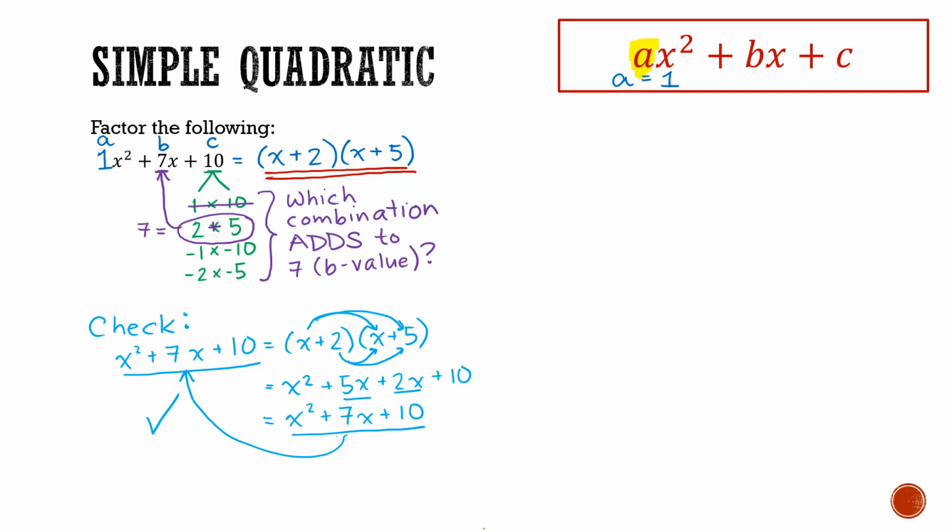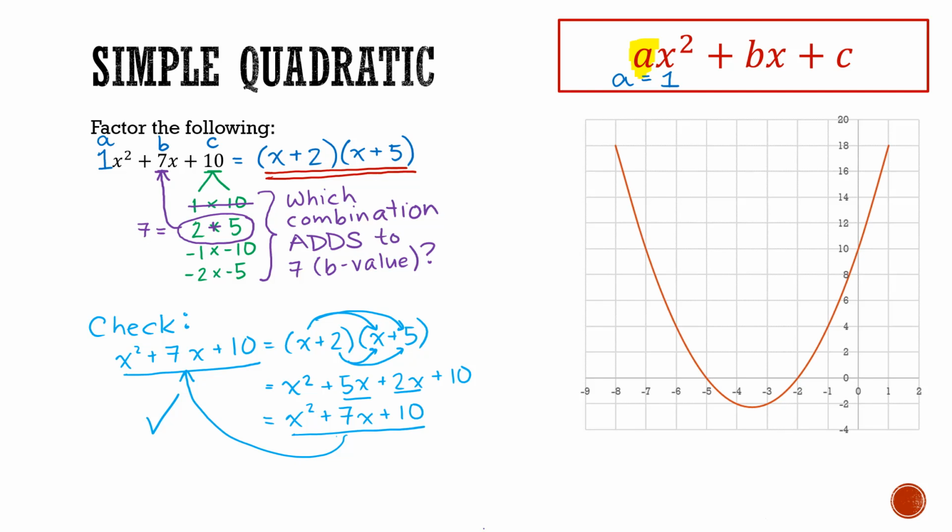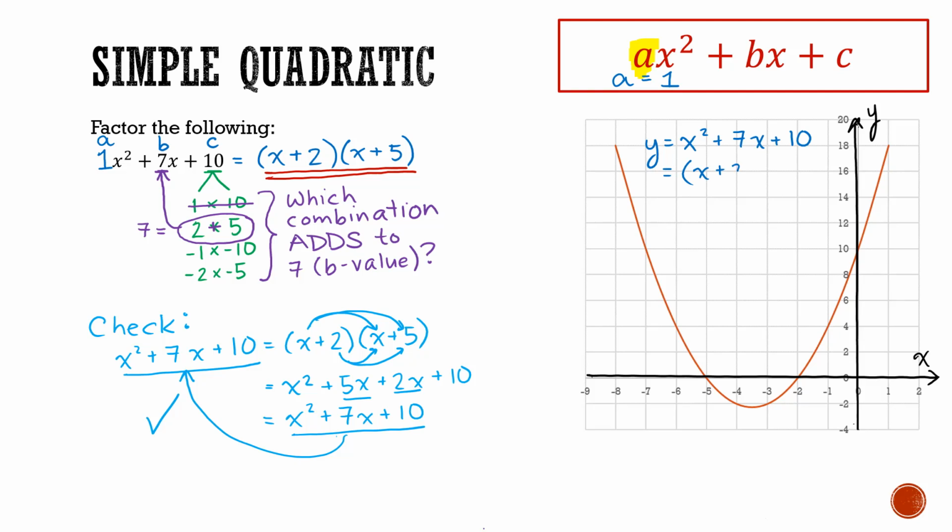Now, to illustrate one of the ways we use this factorization, let's look at a graph of this quadratic. We have y is equal to x squared plus 7x plus 10, where this is our y-axis, and this is our x-axis, and we've got the classic U-shape of the quadratic. The factored form of our expression is x plus 2 times x plus 5. And we know where the x-intercepts are when we solve for when y is equal to 0.